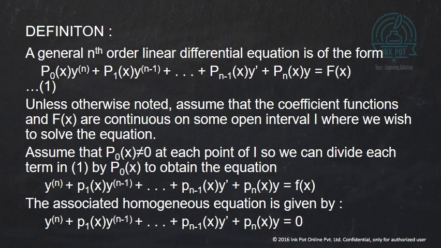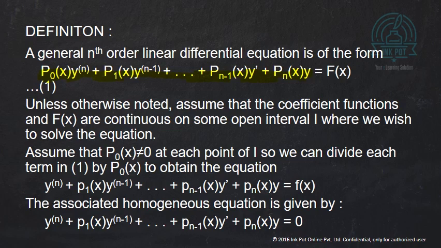It is basically of the form p0(x) y^(n), where y^(n) is the nth derivative of y, plus p1(x) y^(n-1), where y^(n-1) is the (n-1)th derivative of y, plus up till p_{n-1}(x) y' plus p_n(x) y is equal to f(x). So unless it is stated, we have to assume that these coefficient functions, that is p0, p1 up till pn, are continuous, and also the function on the RHS, that is f(x), is also continuous on some open interval I where we wish to solve the equation.